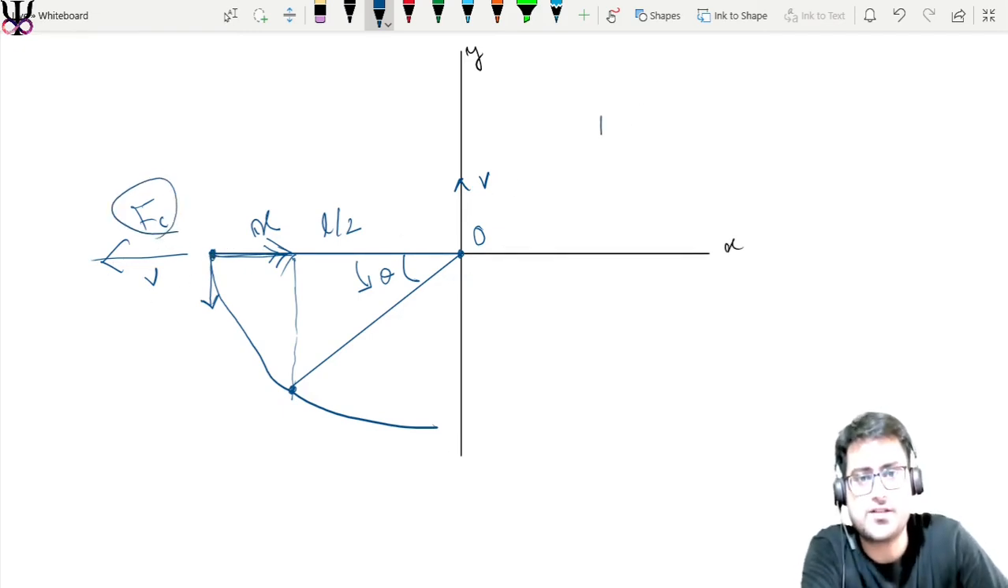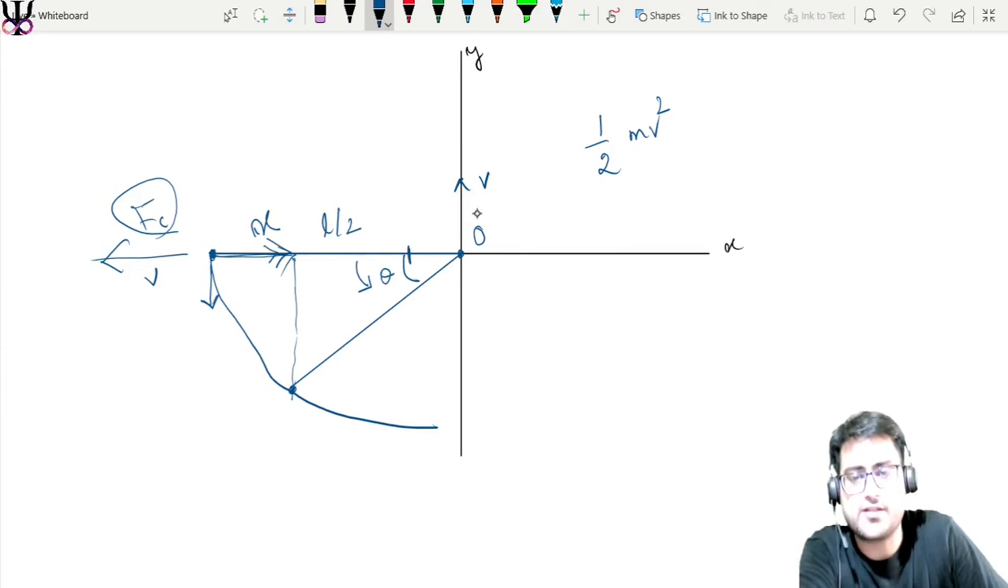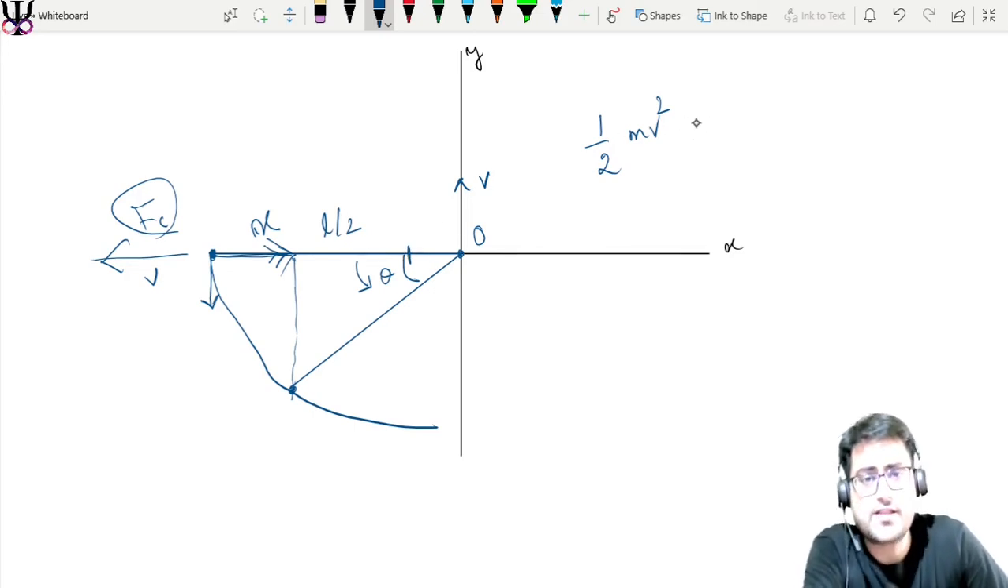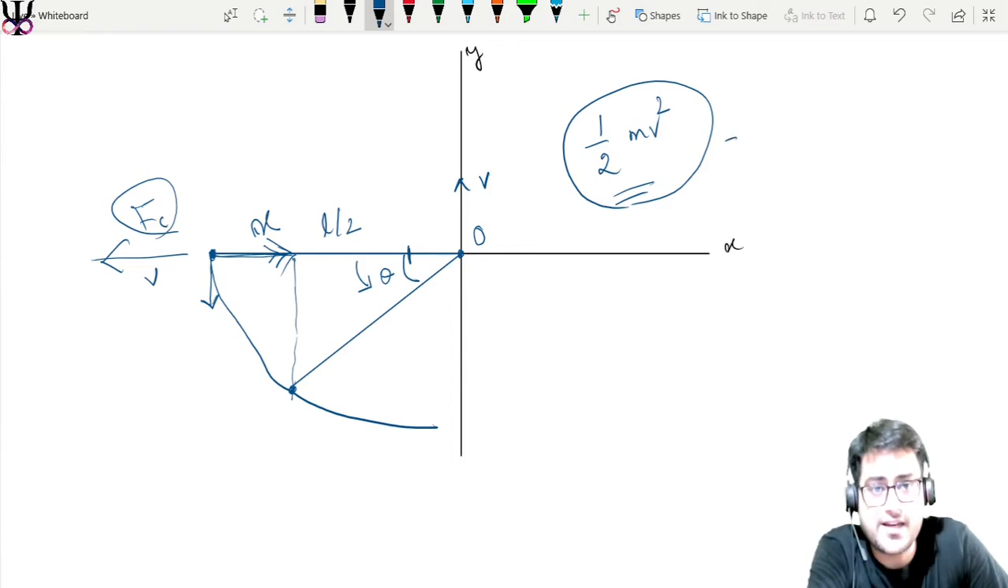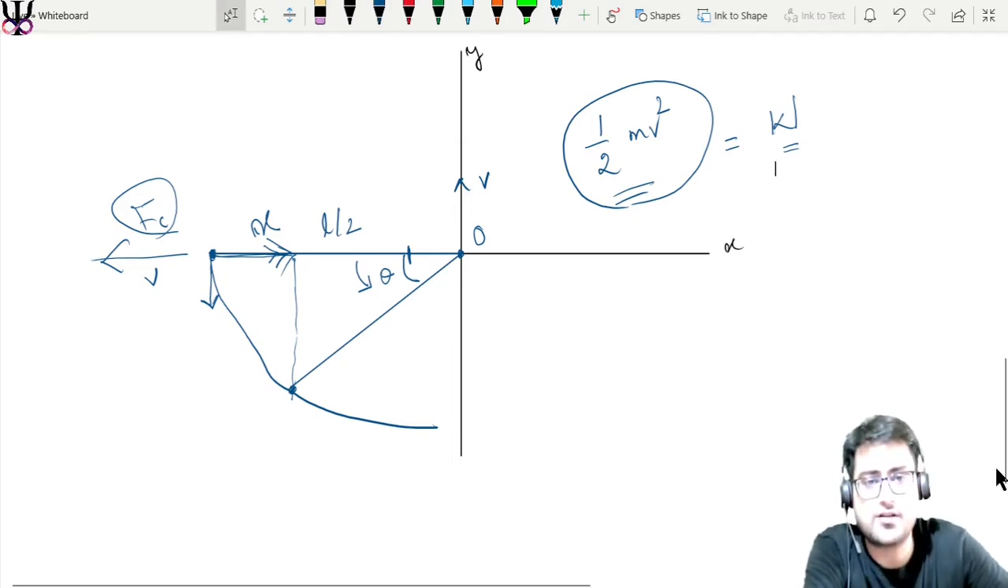So what is its initial kinetic energy? It's half mv squared, right? When it gradually comes to a point where its velocity is zero, its kinetic energy would be zero. So the net change in kinetic energy is half mv squared. That is the energy that it would spend in doing work against Fc. So what is the work done?